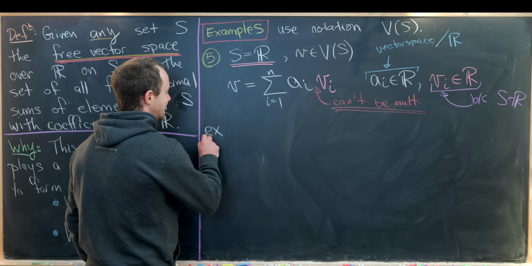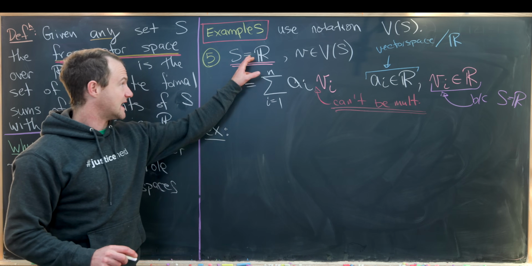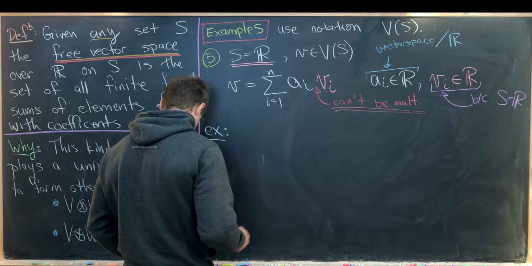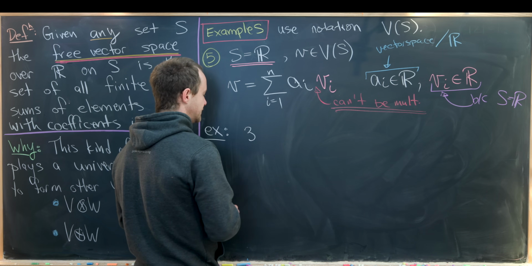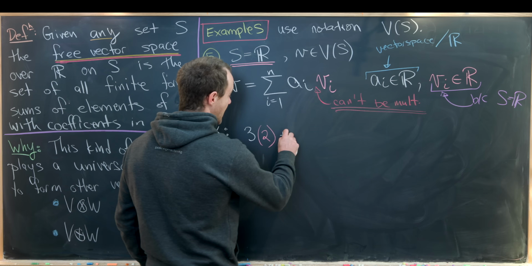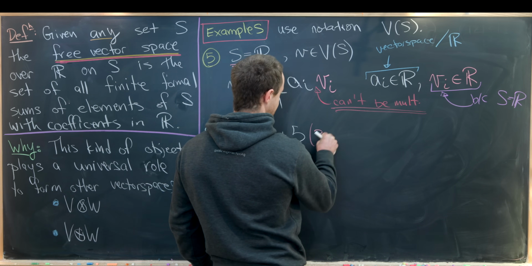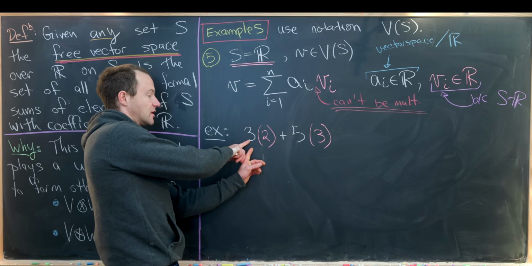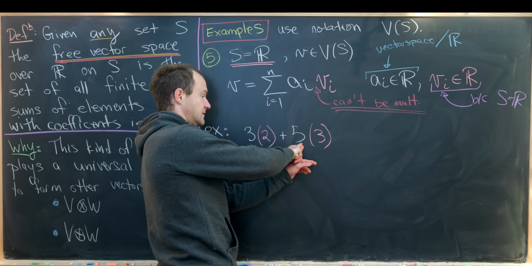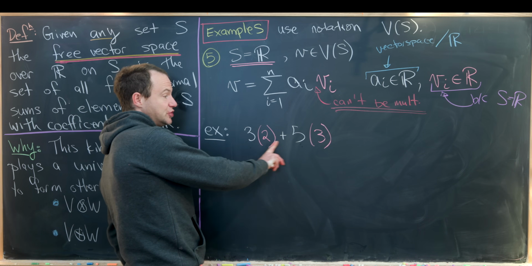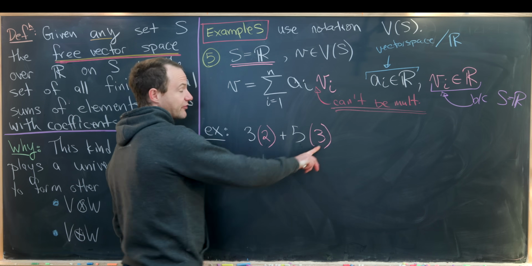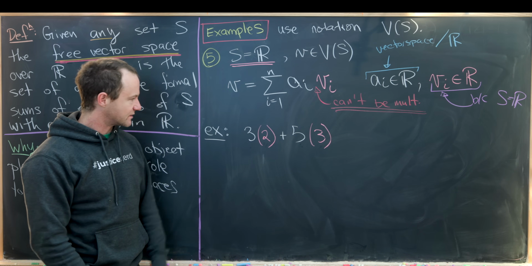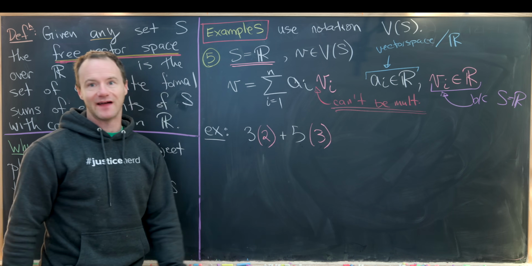So now let's look at some examples of elements in this V of S, or this V of R in this case. So here are some examples, and I'll use my color coding here. So let's do 3 times 2 plus 5 times 3. So that's a finite formal linear combination of elements in R. So there are my coefficients, 3 and 5, and here are my elements from my set, 2 and 3. So 2 and 3 are seen as linearly independent vectors in this space. So since they're linearly independent, there's no way to add these nicely.